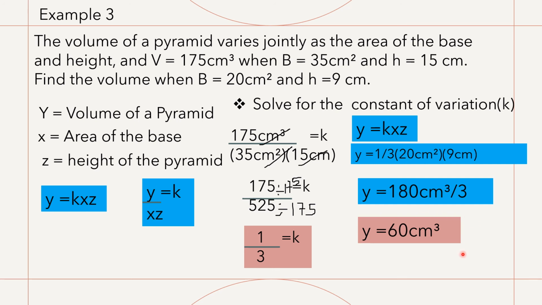So ito ngayon ang volume ng pyramid kung saan ang area of the base niya ay 20 square centimeters and the height is 9. So, napansin nyo dito, sa unang volume ko, 175, dito mas mataas ang area of the base. At ang height din ay mataas. So, ang volume niya ay mataas din. Ngayon, sa pangalawang binigay ko, binabaan ko na ngayon yung area of the base at binabaan ko na rin yung height. Kaya yung volume niya ay mababa din. So, yun ang ibig sabihin ng kind of variation na to.